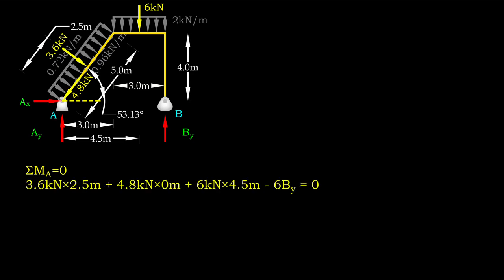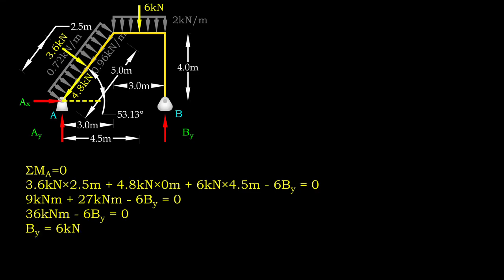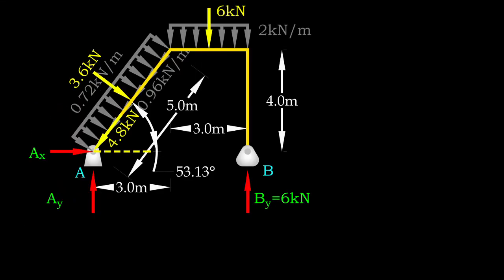Bear in mind that the longitudinal component of inclined load should not induce any moment about point A. Through calculation, we know By is 6 kN. When we are focusing on inclined member, total transverse and longitudinal loads are 3.6 and 4.8 kN respectively. On horizontal member, the magnitude of force on it is 6 kN.